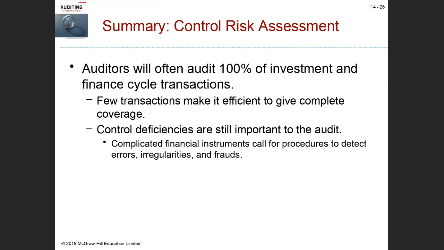The losses have not been incurred that have not been reported yet. The next bullet point says complicated financial instruments call for procedures to detect errors, irregularities, and frauds. So again, complicated financial instruments, for example, derivatives, right? We have to ensure that procedures are in place for us to test the derivatives to ensure that any losses which are appropriate have been accounted for properly.